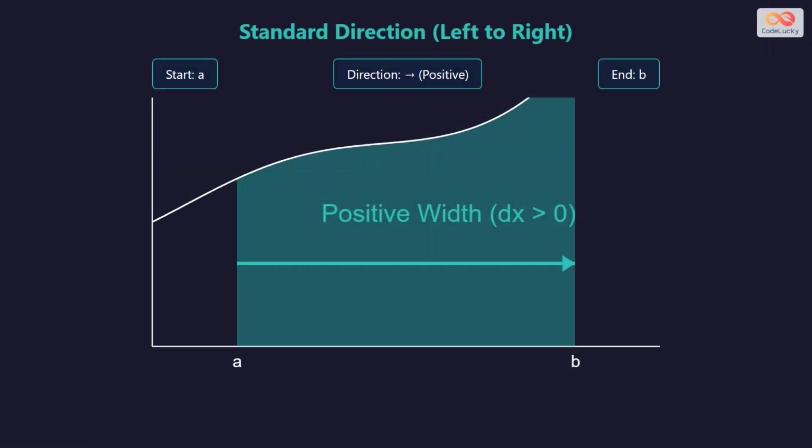Visually, when we integrate in the standard direction, from left to right, our width is positive. If the function is above the axis, positive height times positive width gives us a positive area.